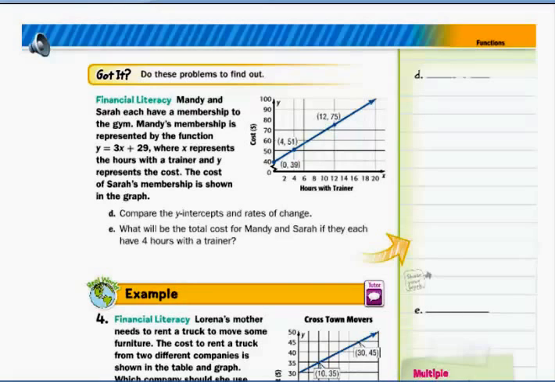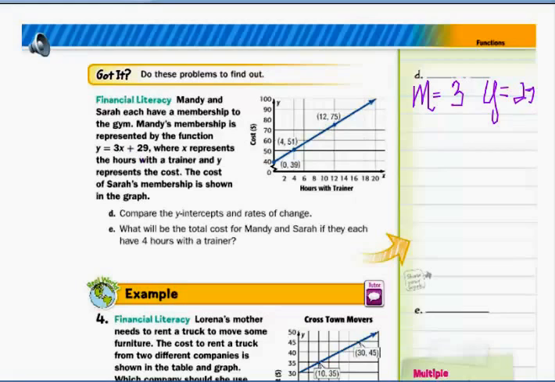All right, back with me. Let's do what it says to do. It says to compare the y-intercepts and rate of change. So just looking at this, for Mandy's membership, the rate of change is 3, and her y-intercept is 29. And I get that just from this equation right here.